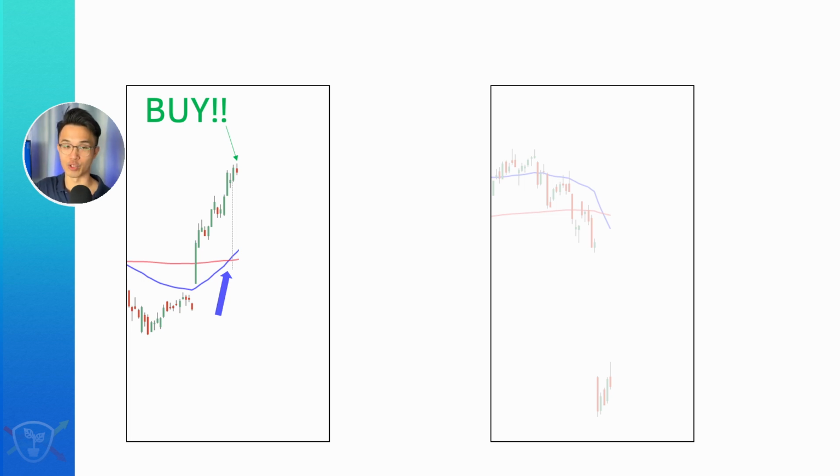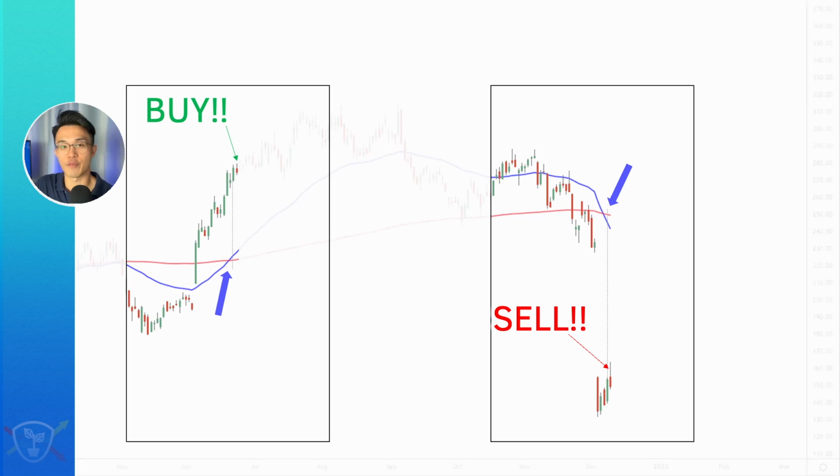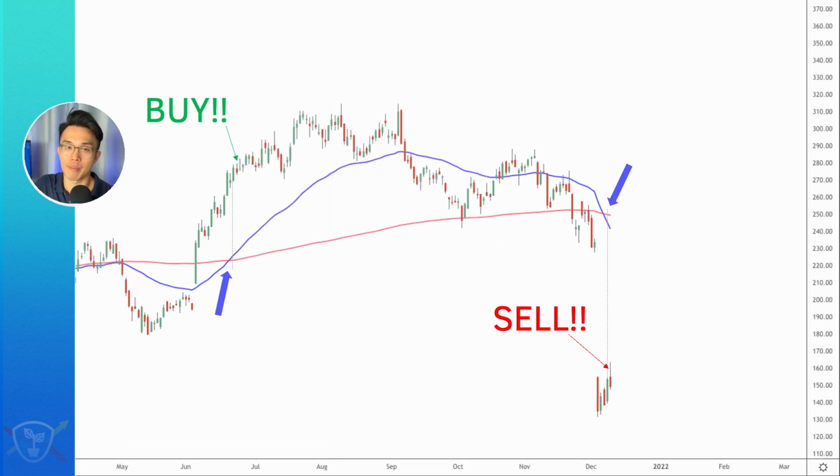And then later, when you see the 50 moving average cross below the 200 moving average, you sell. You don't think, you just sell. If only it was that simple. But if you're just starting out with investing or trading, I would not recommend that is the basis that you use for your trading and investing decisions.